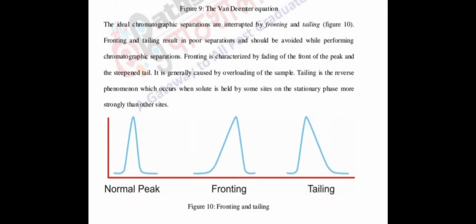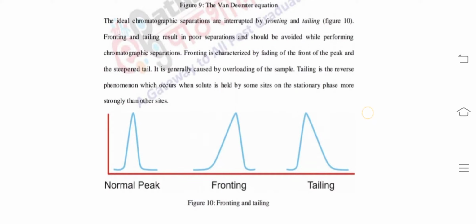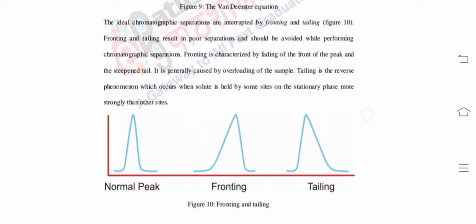Fronting is characterized by fading of the front of the peak and a steepened tail. It is generally caused by overloading of the sample. And tailing is the reverse phenomenon, which occurs when the solute is held by some sites on the stationary phase more strongly than others. So a normal peak is a must.